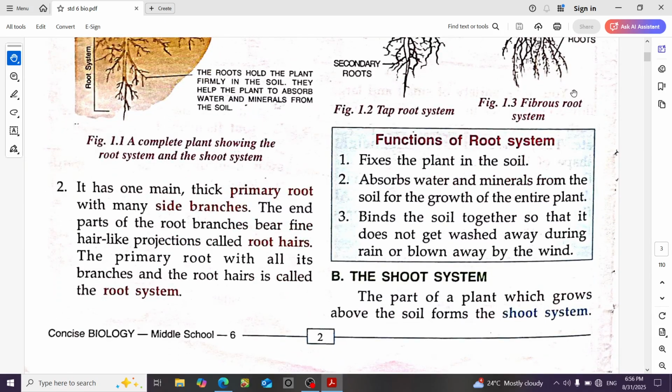So what are the functions? We have already read those functions. First, it fixes the plant in soil. Second, it absorbs water and minerals. Third, it binds the soil together so it doesn't get washed away during rain or wind.